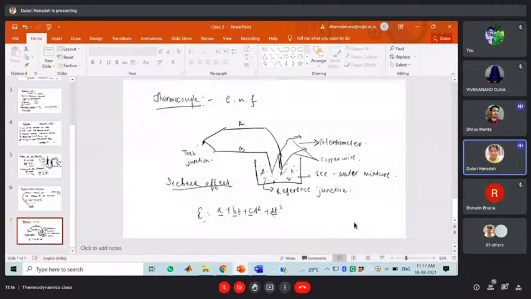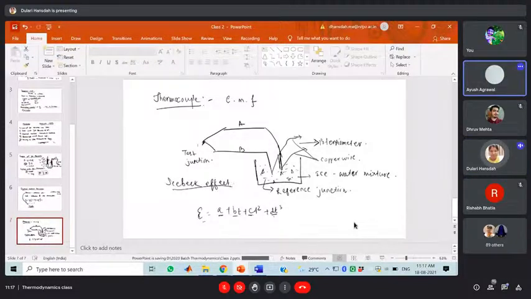Ma'am, which effect is used here? Seebeck effect. Okay. Ma'am, what is Seebeck effect? Effect means when any material comes in contact with a hot and cold junction, that will give you a potential difference. So that one is the Seebeck effect. Okay. Yes, ma'am.